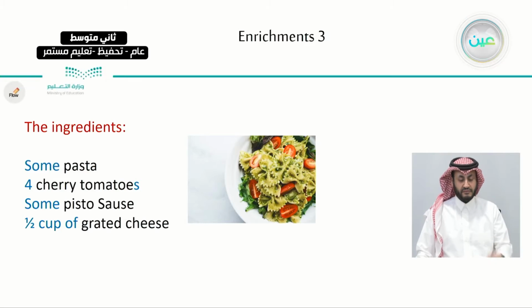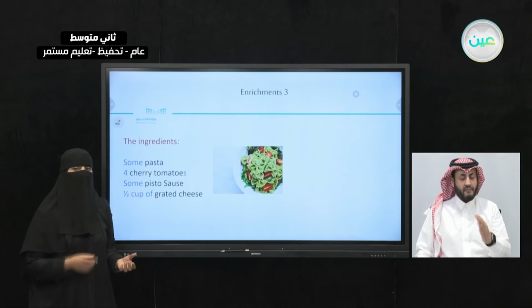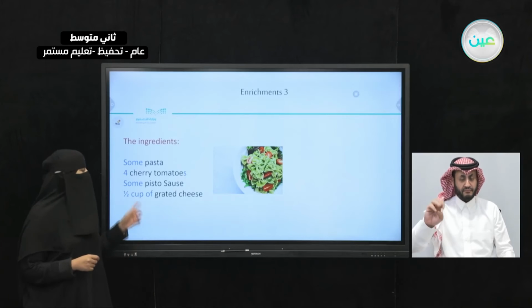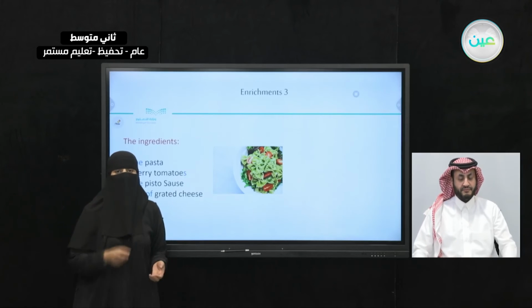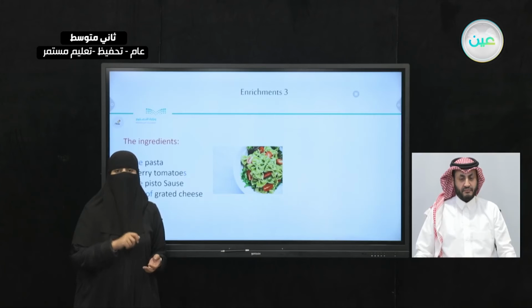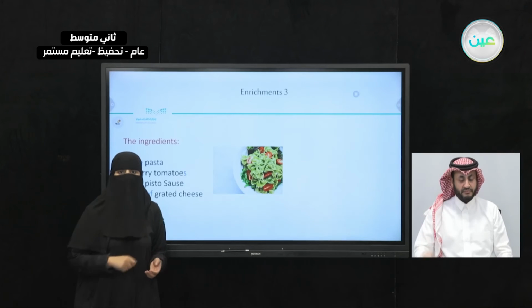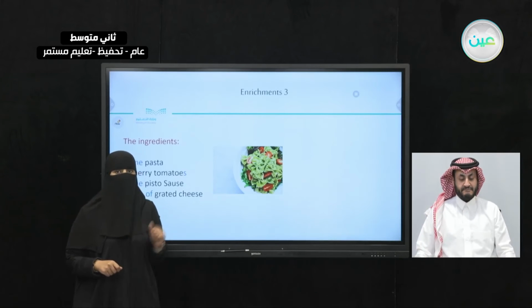Now, how about this green thing on the pasta? This sauce is called pesto sauce. So how much do you need from the pesto sauce? You need some pesto sauce. Or you can also say 1 tablespoon, 2 tablespoons. This is a specific quantity. So you can count the number of spoons that you are going to add to this dish.